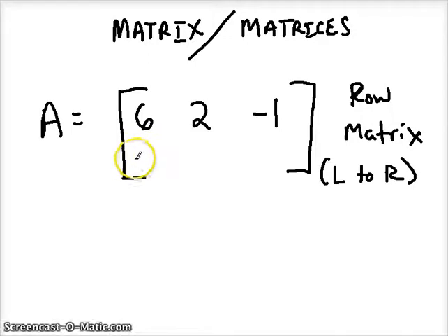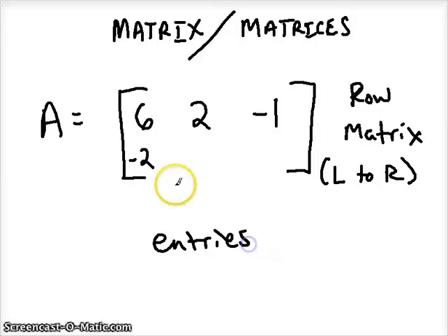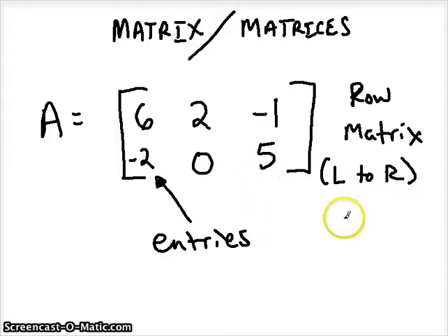If we start putting in more entries, and these are called entries. Any number inside our matrix is called an entry. Say we insert another row. I don't want to use add. So now we have a little bit more complicated matrix. It's not just a row matrix anymore. Now it has a size.